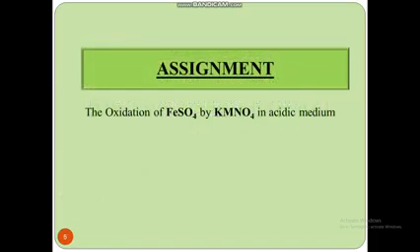Assignment: the oxidation of ferrous sulfate by potassium permanganate in acidic medium.